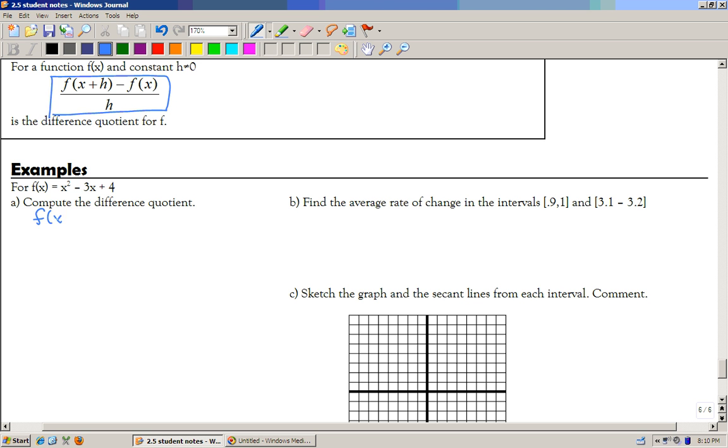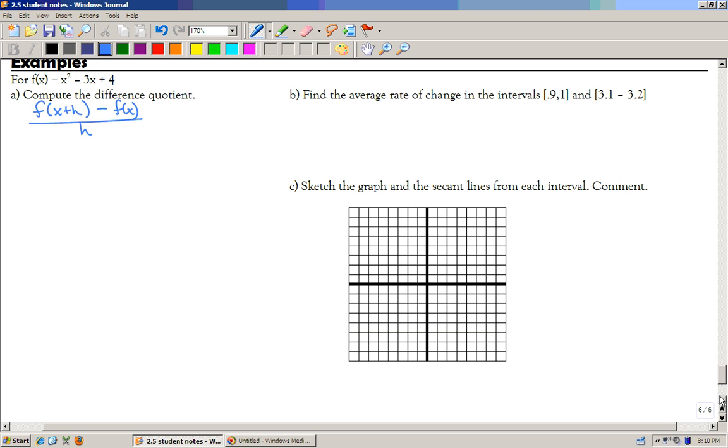Remember, that is taking the value of x plus h in our function, the value of x in our function, and dividing it by h. So looking at this one, our first one, we're going to plug in x plus h into the function. So we're going to take x and square it. So we're plugging in x plus h for the x. And then we're going to take it minus 3 times x, which we're plugging in that x plus h. And we're going to add 4. From that, we are going to subtract the function. So we're going to subtract the original function.